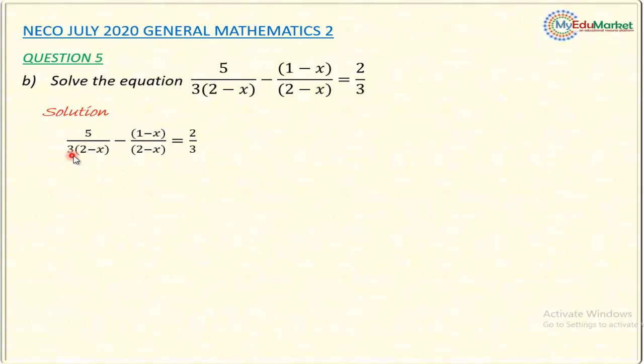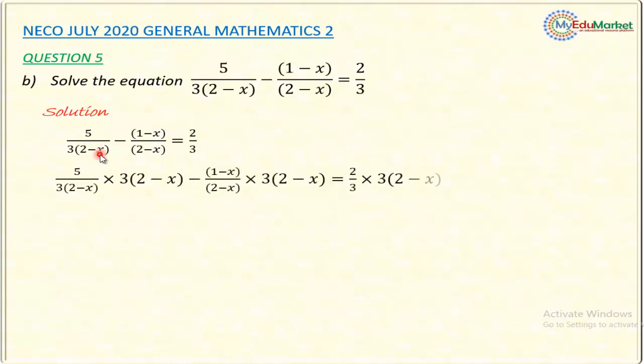So the denominators here are 3(2 - x), 2 - x, and 3. The LCM of these three denominators is simply 3(2 - x). So I'm going to multiply each and every term by 3(2 - x). Let me do that. I have the term 5 over 3(2 - x) times 3(2 - x), minus the term (1 - x) over (2 - x) multiplied by the LCM 3(2 - x), equals 2 over 3 multiplied by the LCM 3(2 - x).